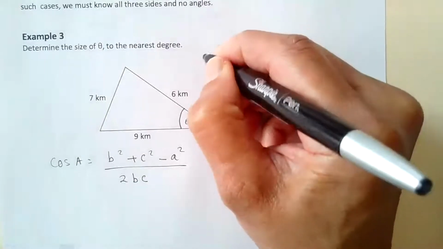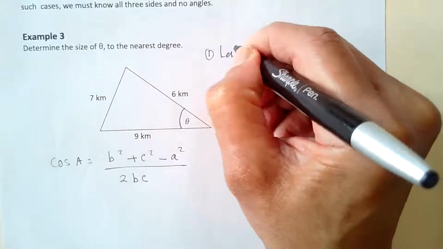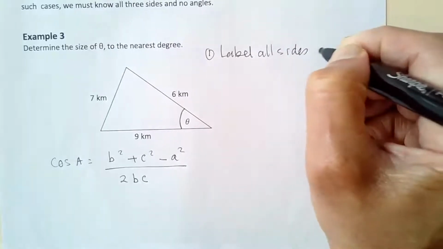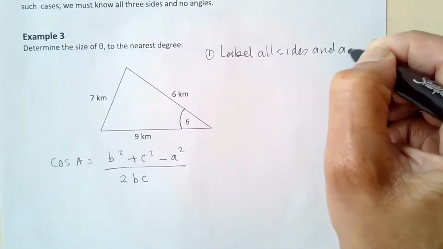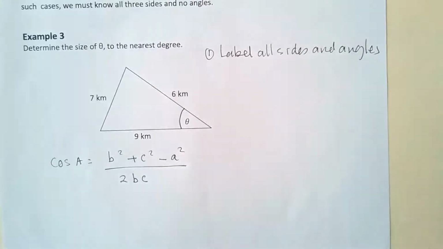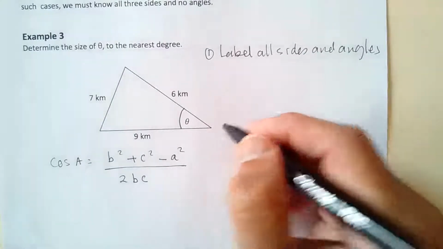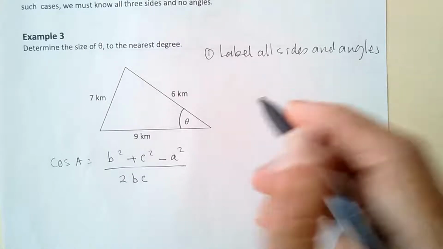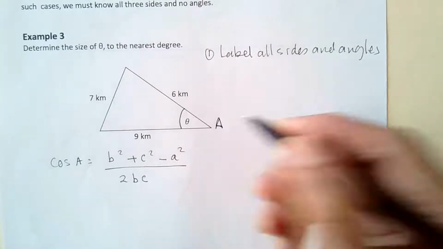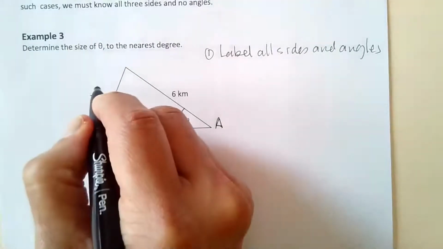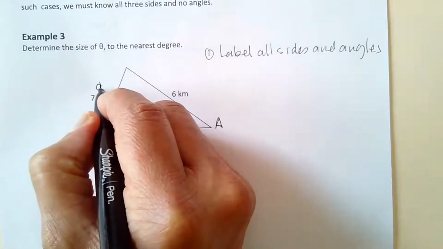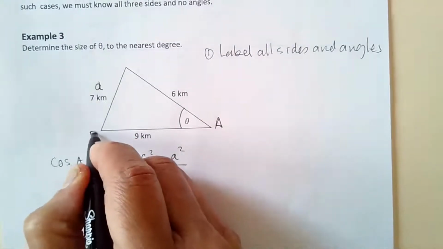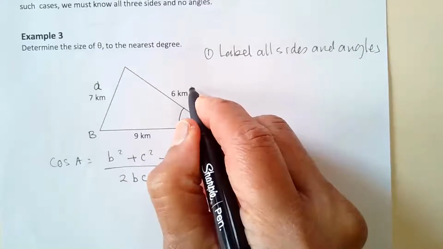Record step 1, label all sides and angles. Our unknown side or angle we label as A. Unknown angle is A. Side opposite is A. We label the other sides B and C.